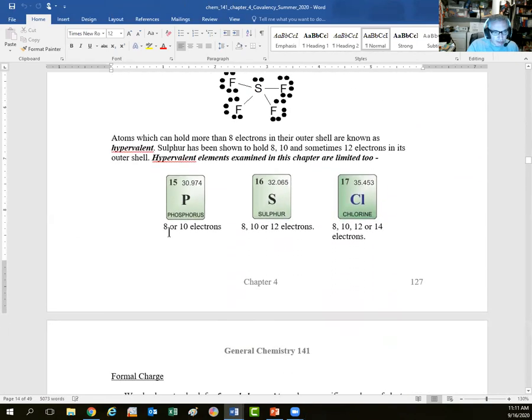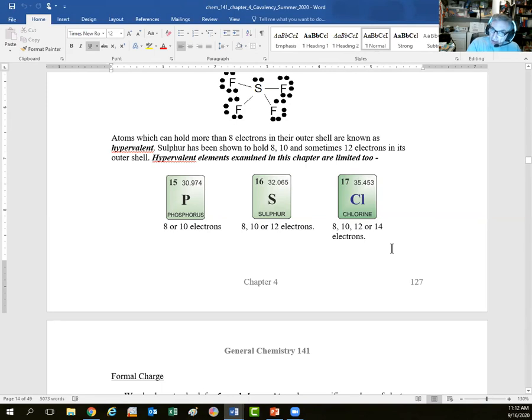Now, phosphorus sometimes has 8, as it should, but sometimes it sneaks 2 electrons into its d subshell to give it a total of 10. Sulfur can have 8, or sneak in 2, like phosphorus, to be 10, but it takes that a step further and could be as many as 12 electrons to complete its shell. Again, using orbitals in that d subshell. Chlorine, on the other hand, goes one step further than phosphorus or sulfur. It can be 8, it can be 10, it can be 12, or even 14 electrons.